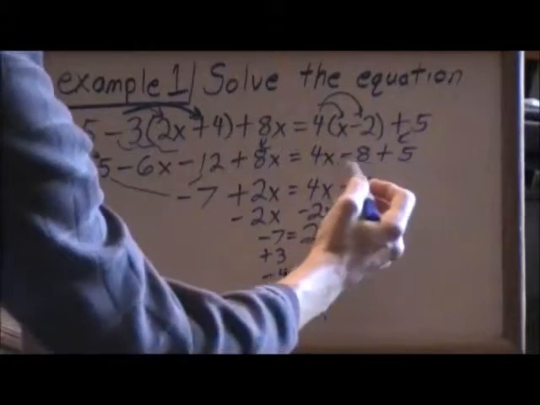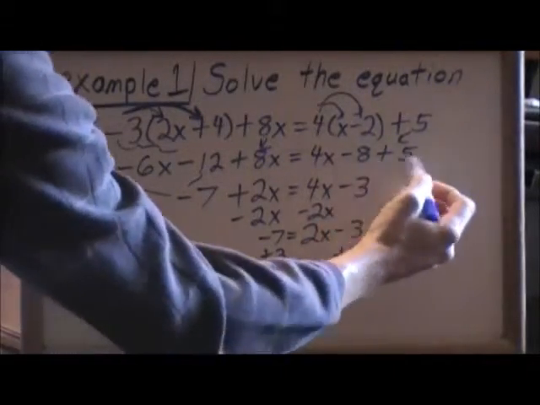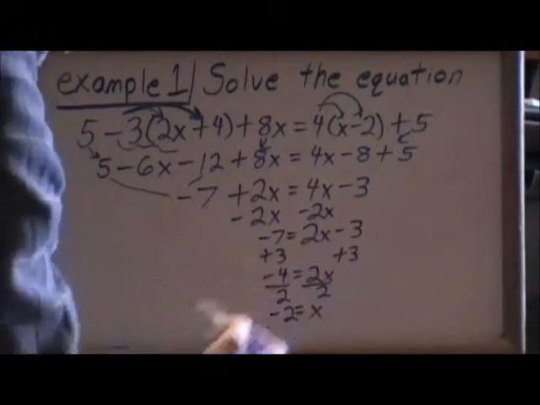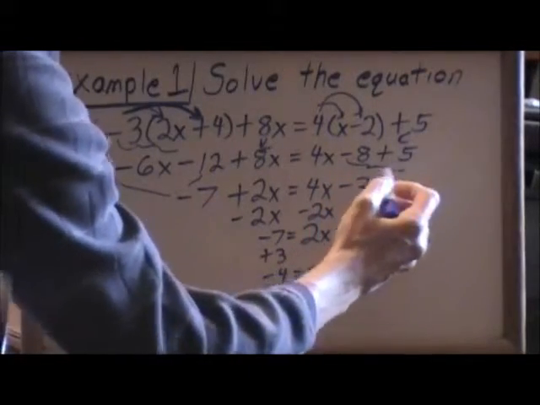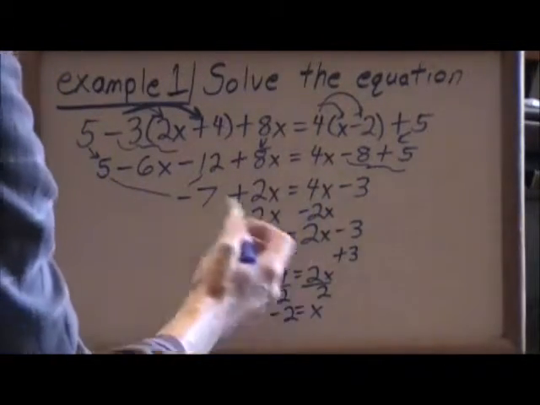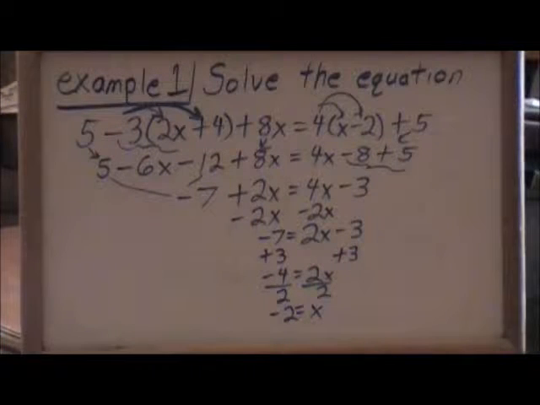4x just comes down because we don't have any more x's here. So minus 8 plus 5 is a minus 3. And now we have a very nice equation to look at to do the next step.